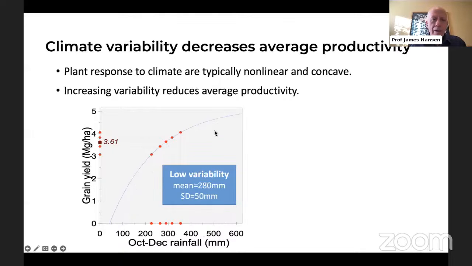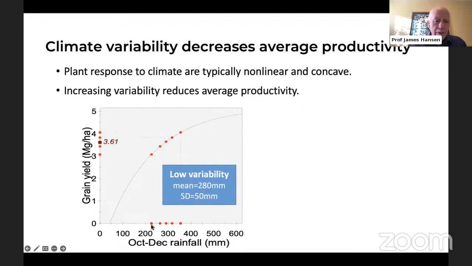So what you see here, the curve is, I used a nonlinear regression to fit a curve of simulated maize yields at a particular location in Kenya to growing season rainfall. The dots on the bottom represent 5 years of seasonal rainfall. The mean is 280 millimeters, standard deviation of 50 millimeters, showing the variability.